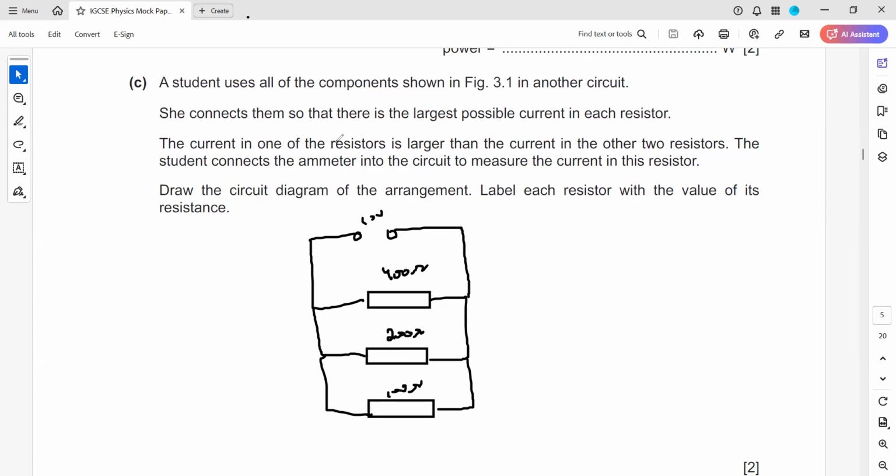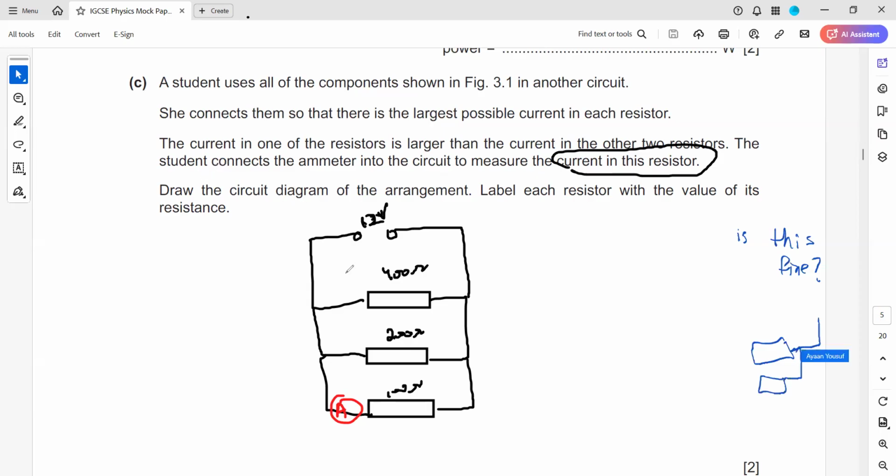The current in one of the resistors is larger than the current in the other two. The student connects an ammeter in the circuit to measure the current in this resistor. Which resistor will have the highest current when connected in parallel? The one with the least resistance will have the most current. That is the 100 ohm, so I should connect an ammeter here.